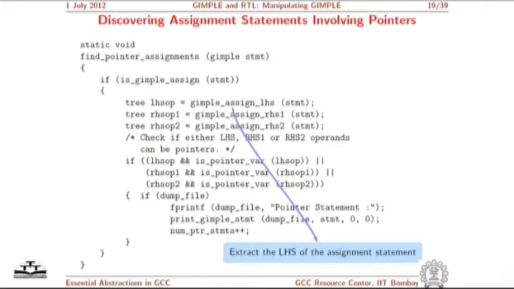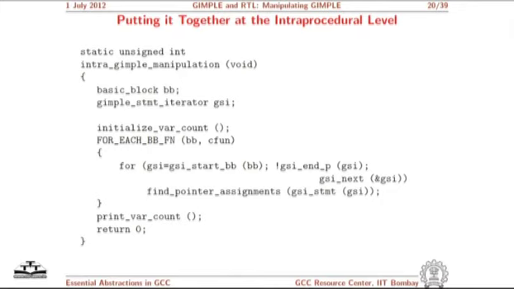So, extract the LHS of the assignment statement, extract the first operand, extract the second operand, print the Gimple statement, and that is it. Now, how do I put it together? I write the execute function of the pass. We have already talked about how to hook up a pass. We have to create a pass variable, Gimple opt pass, then we will have a get function, then we will have the execute function. This is the name of the execute function that we have.